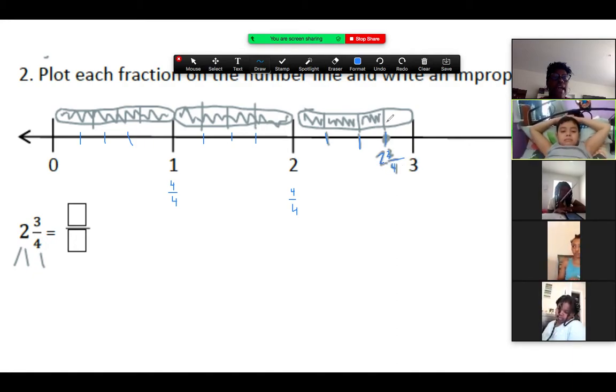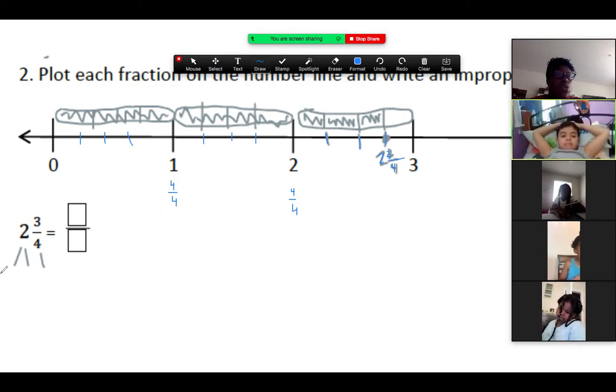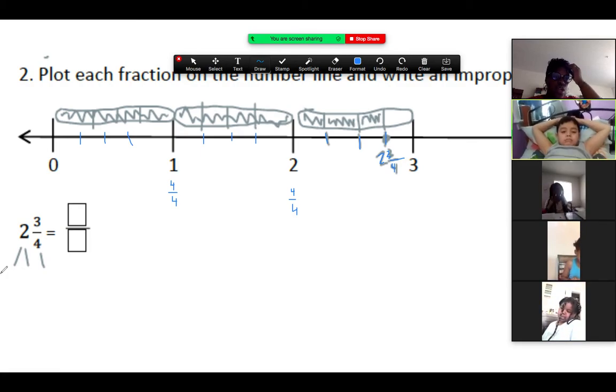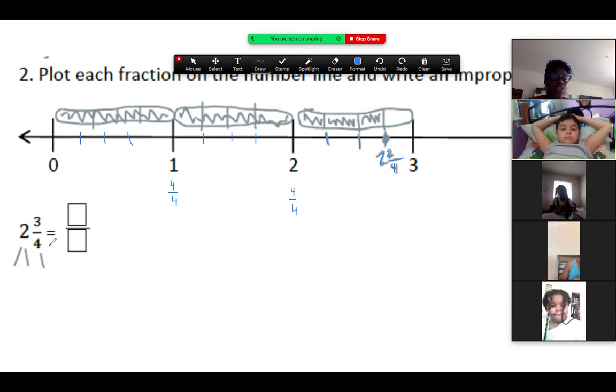Now today, not only am I going to have to plot those fractions, but I also have to find out what my improper fraction is. And we kind of already did this work. When we do mixed numbers into improper fractions, we're doing a number bond. So when I'm thinking of these 2 wholes, I know that I'm breaking that up into fourths, right? So 1 whole would be 4/4. Another whole is 4/4. And then what's left over is the 3/4.